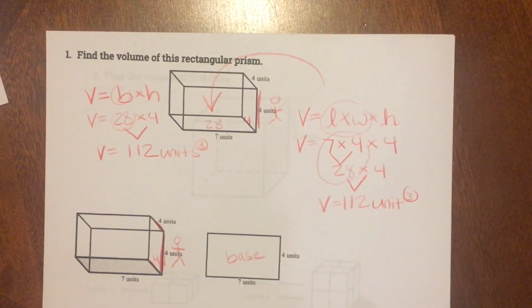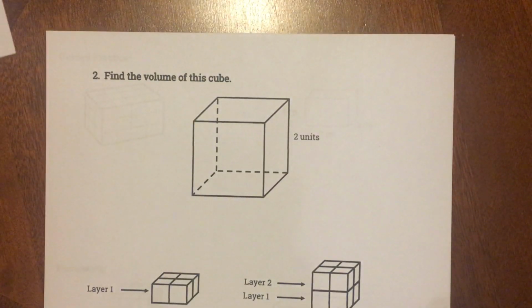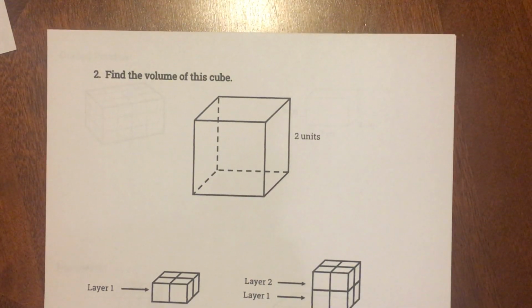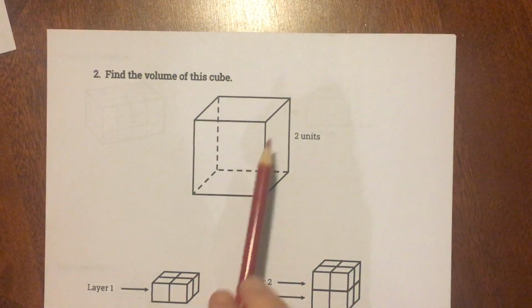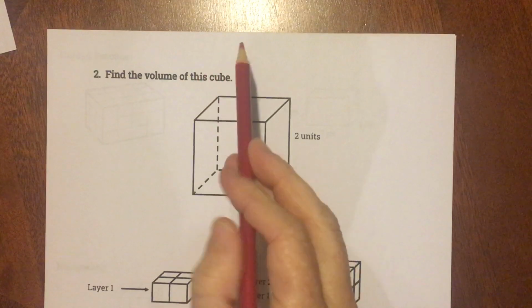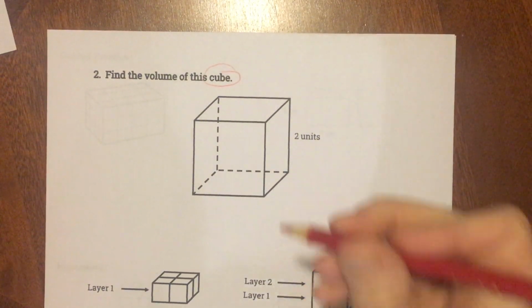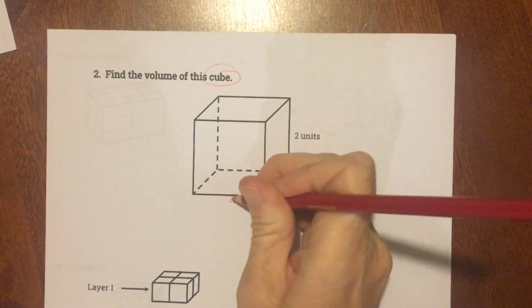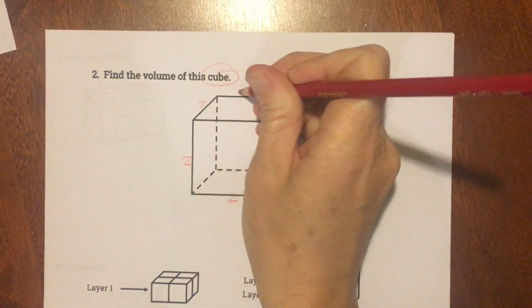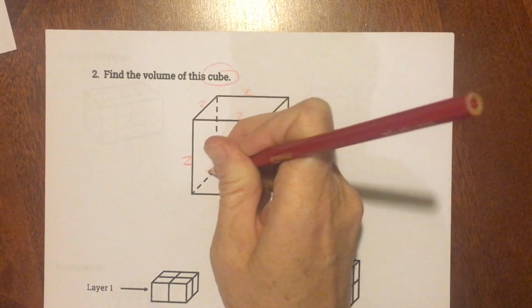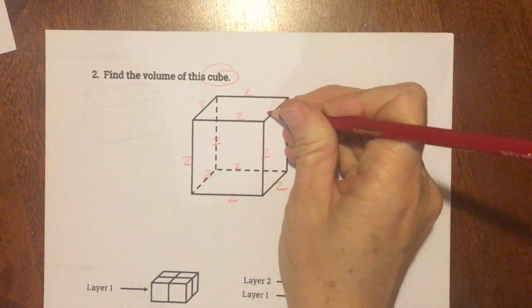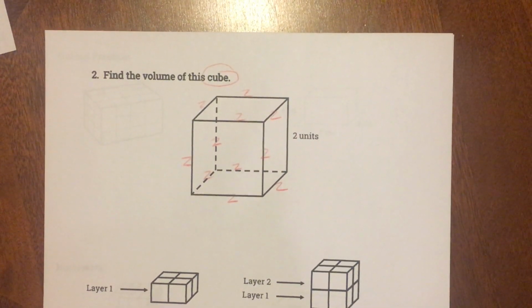Okay, so I'm going to show you one more a little bit quicker this time. This one just says, find the volume of this cube. Ooh, now they try to get tricky because they only gave me one measurement. But if it's a cube, I know that cubes have all sides the same. That's what a cube means. A cube means every side is the same.